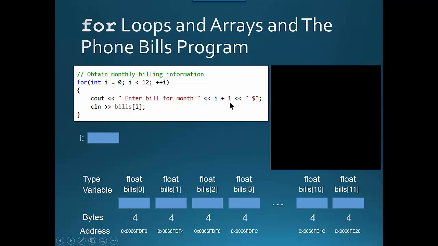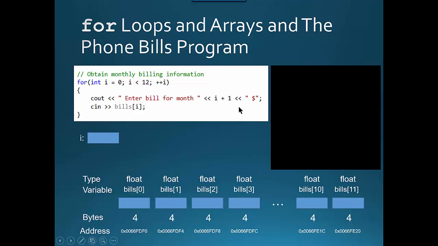Now, notice that we are displaying i plus 1 to the user. And the reason is that if you ask the user to enter a bill for month 0, they're probably going to be a little confused. So often what we're going to be doing is adding 1 to the index number when we're displaying it to the user.